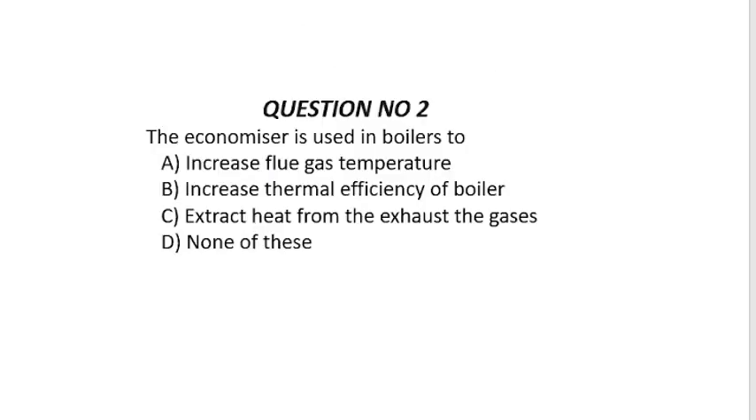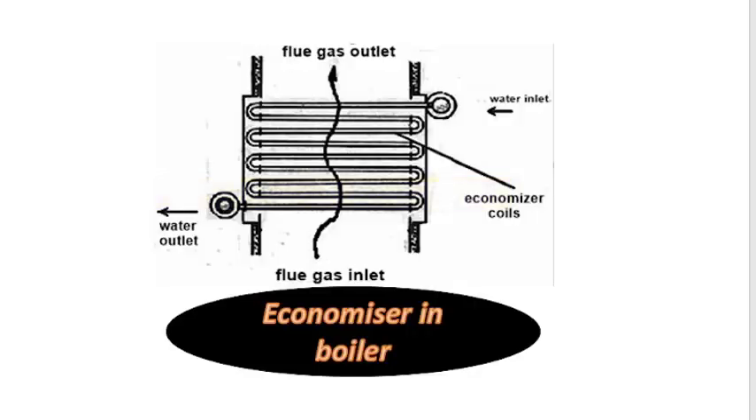Question number 2. The economizer used in boilers is. So, economizer is used to increase the thermal efficiency of the boiler. So, correct option is option B. This is the economizer used in a boiler.